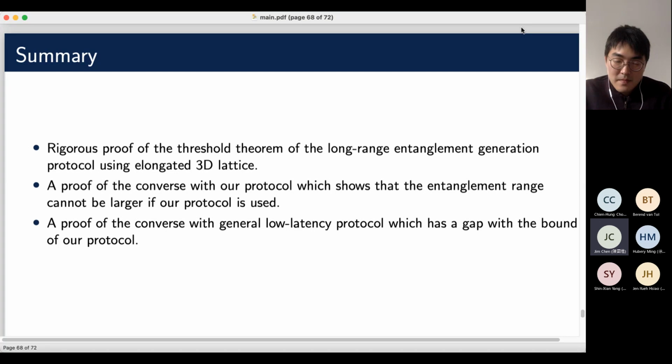Are there any questions from the audience? Sorry, can you explain again what's the gap you mean?